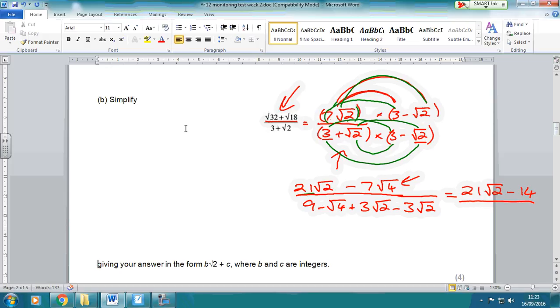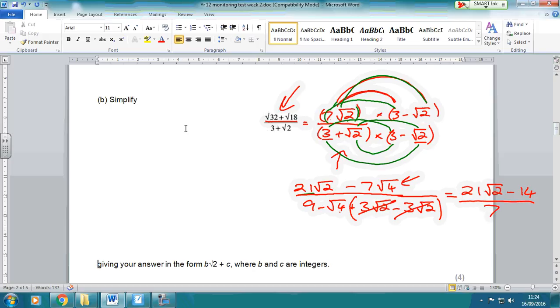In fact, let's deal with this first of all. So we've got plus 3 lots of root 2, take away 3 lots of root 2. And the reason that we do this is that they're going to cancel. So the 3 root 2 and minus 3 root 2 cancel out. And then we've got 9 take away square root of 4. Now the square root of 4 is simply 2. So 9 take away 2 is 7.